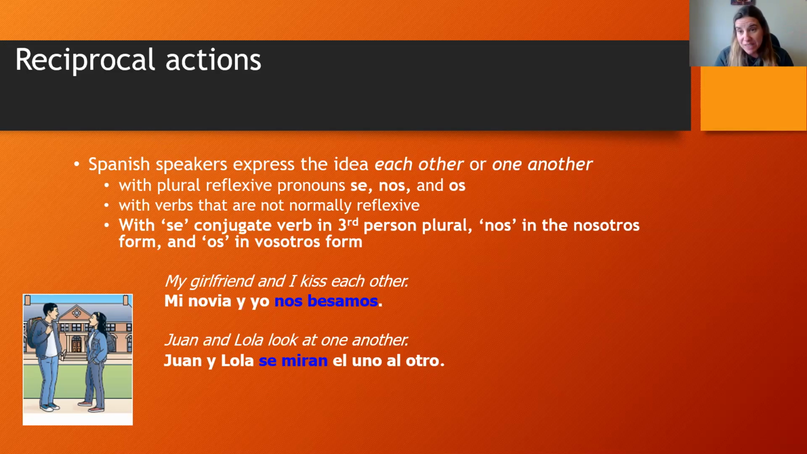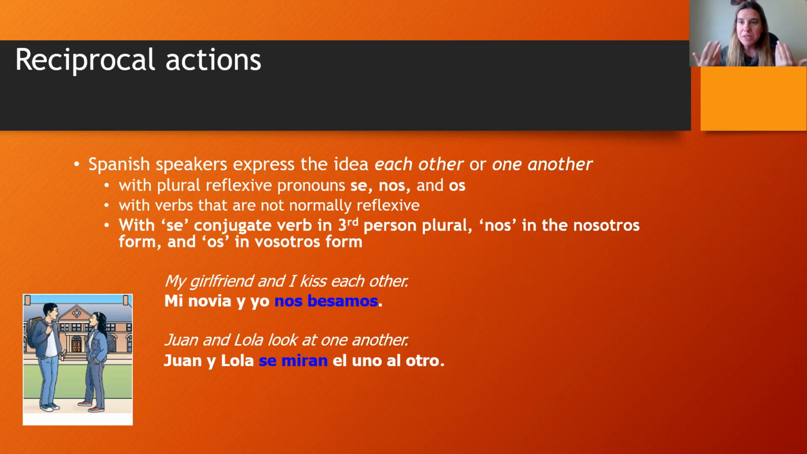So obviously, this is going to be very specific to verbs that people can do to each other. You look at each other, you hug each other, you kiss each other, you walk towards each other. There's not a million different ways that you can use this. It's pretty limited, so you'll see there's only a few examples here. My girlfriend and I kiss each other. This actually makes more sense to me in Spanish. We kiss each other. In Spanish, you say, mi novia y yo nos besamos.